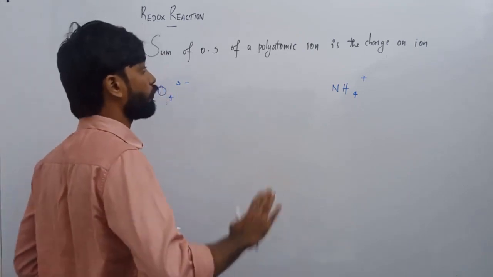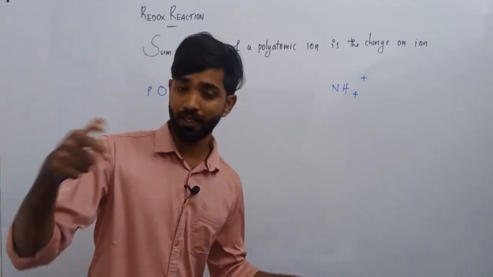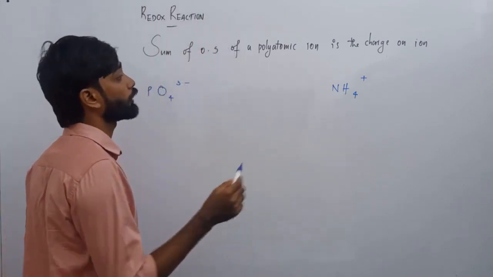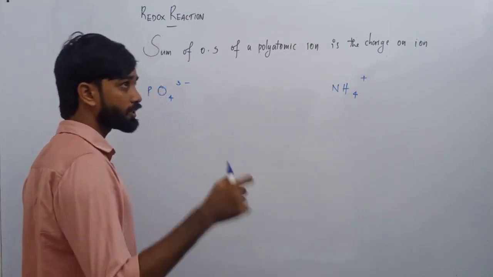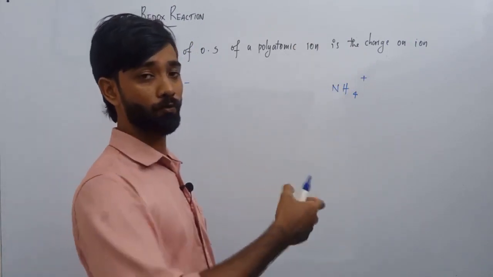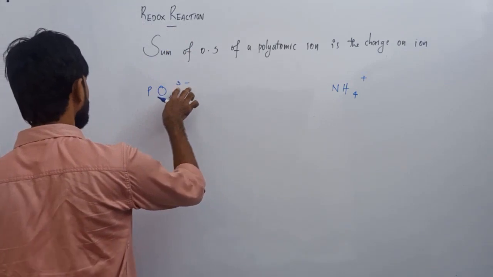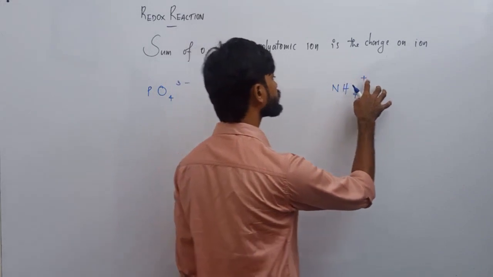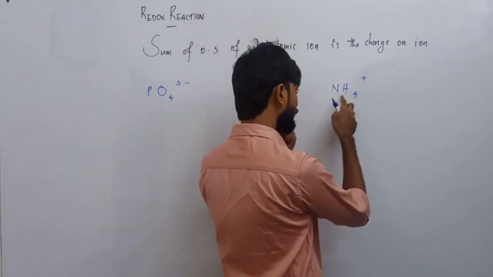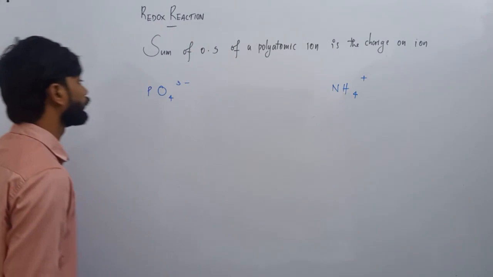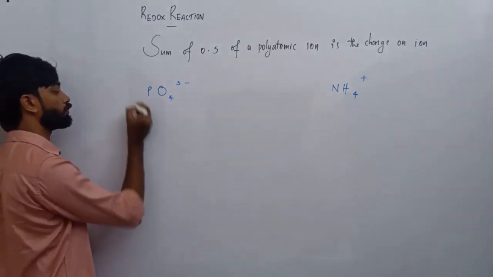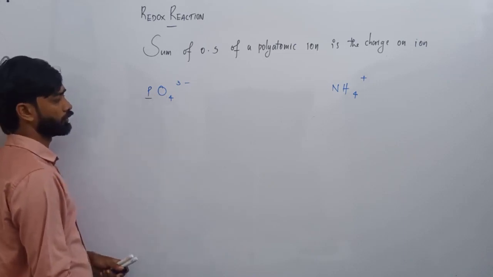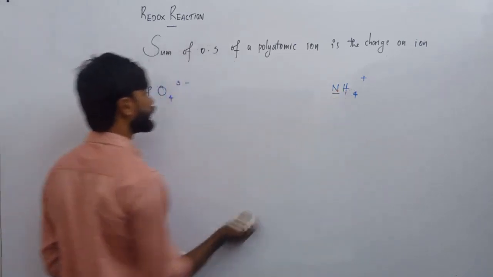And the sum of oxidation states of a polyatomic ion: in the case of a neutral molecule, the sum of oxidation states will be 0, right? But the sum of oxidation states of a polyatomic ion will be the charge on the ion. What is the charge mentioned on that ion? That will be the sum of oxidation states. The charge mentioned is -3, so the sum of oxidation states of phosphorus and oxygen will be -3. Here the charge mentioned is +1, so the sum of oxidation states of nitrogen and hydrogen will be +1. You are asked to find the oxidation state of phosphorus here, and of nitrogen there.